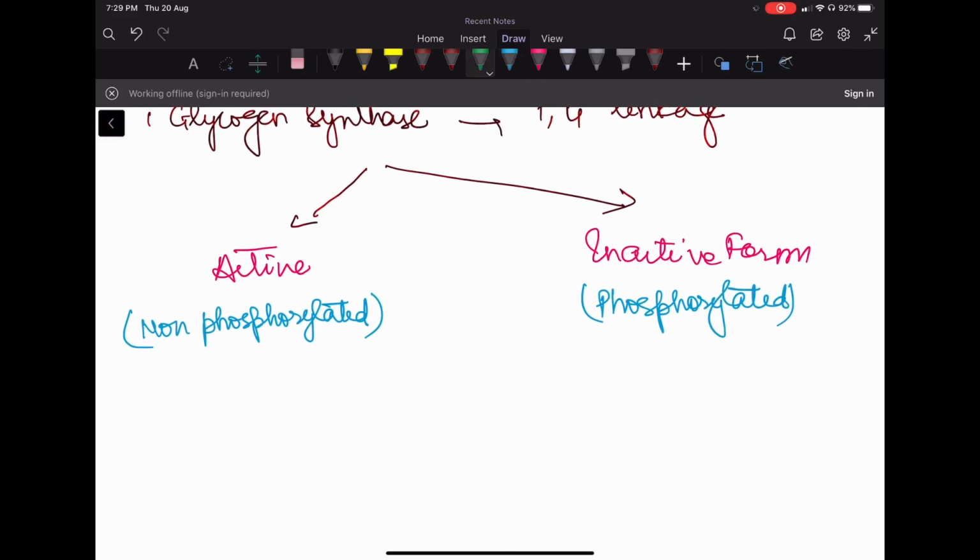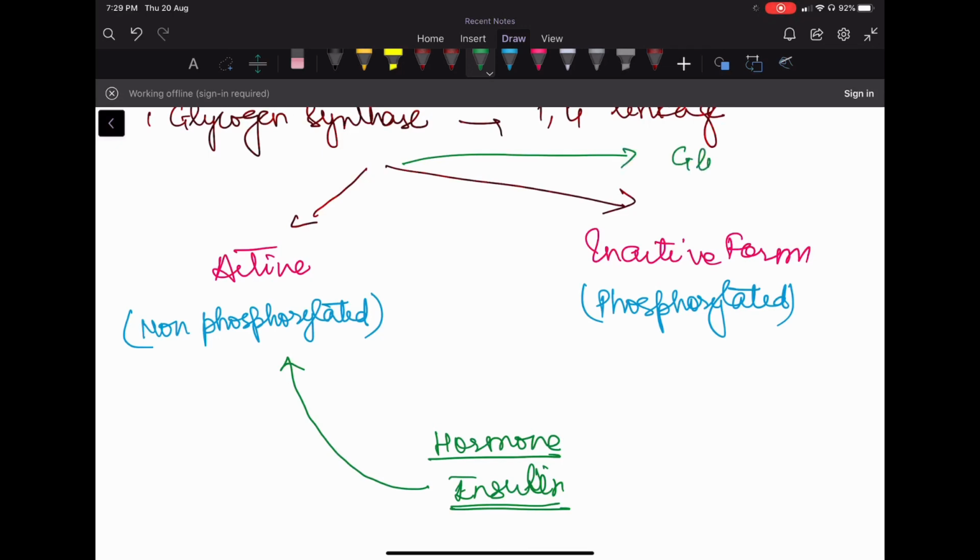The hormonal control, as we discussed, is by insulin. Insulin is released from the pancreas and its role is to cause formation of the non-phosphorylated active form. If the active form increases, glycogenesis increases, ultimately leading to a decrease in blood sugar level.